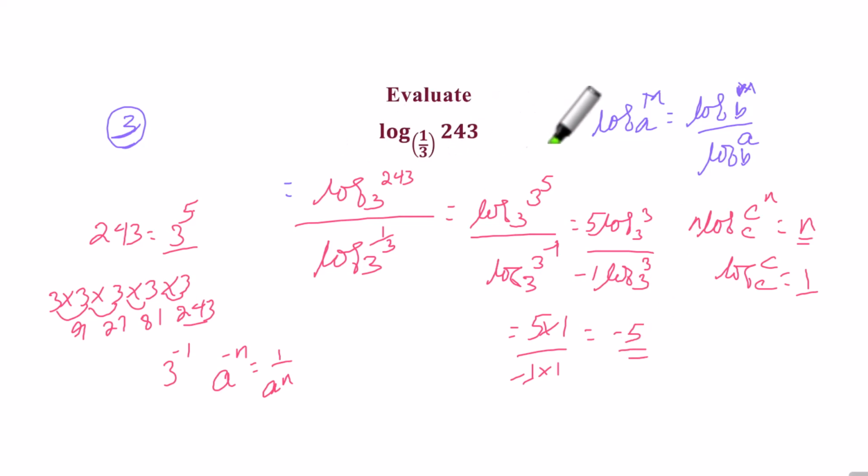So the logarithm of this one will be minus 5. To use a calculator, you should write logarithm 243 over logarithm 1 over 3. In a calculator, it works with base 10, so you should convert this to base 10. You can write log 243 over log 1/3, then you can get minus 5.